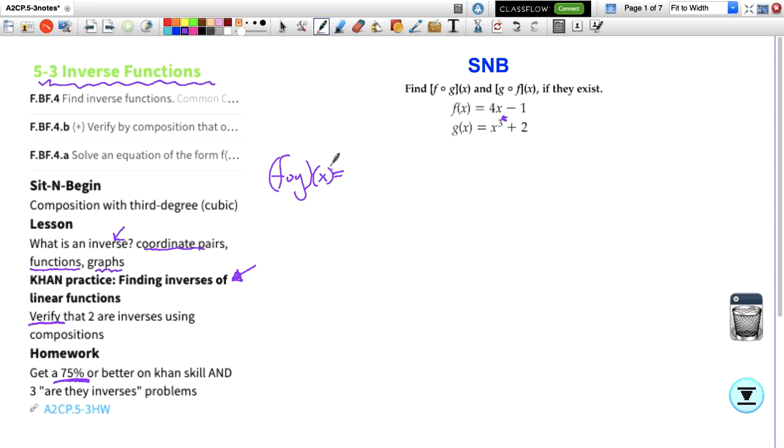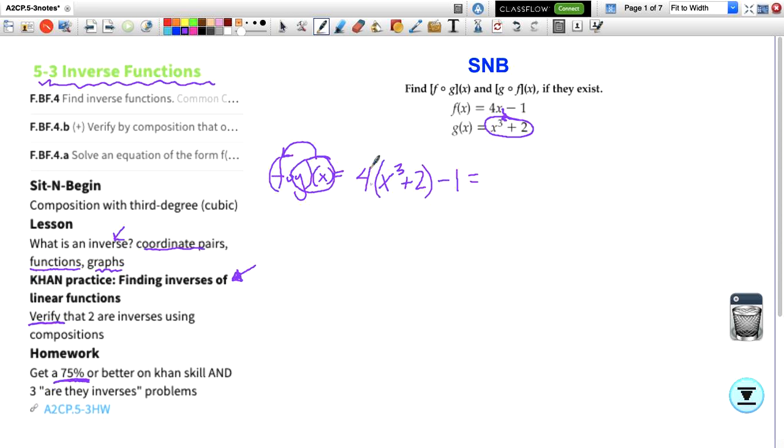So in f of g of x, I'm going to start by taking my g of x and plugging it into my f function. So I'm going to take this and plug it in for this x right here. So it's going to go right there. So I'm going to have a 4, but instead of an x, I'm going to replace it with this little binomial in parentheses. So x to the third plus 2. And then up here in my f function, I've done my x. I still need to include the minus 1.